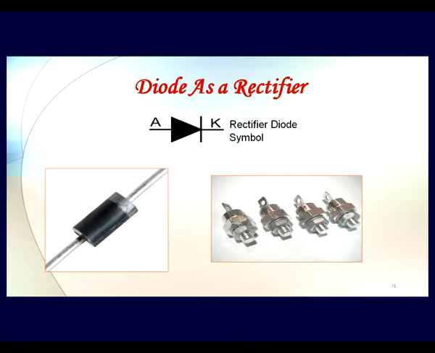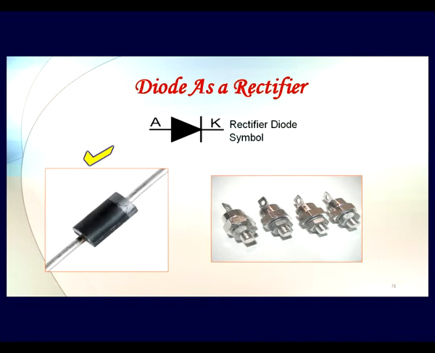Here we have just shown the rectifier diode symbol, where A denotes anode and K denotes cathode, because A is the one that is going to be connected to positive and K is the one connected to negative, in the form of battery voltages or supply voltages when we apply them.